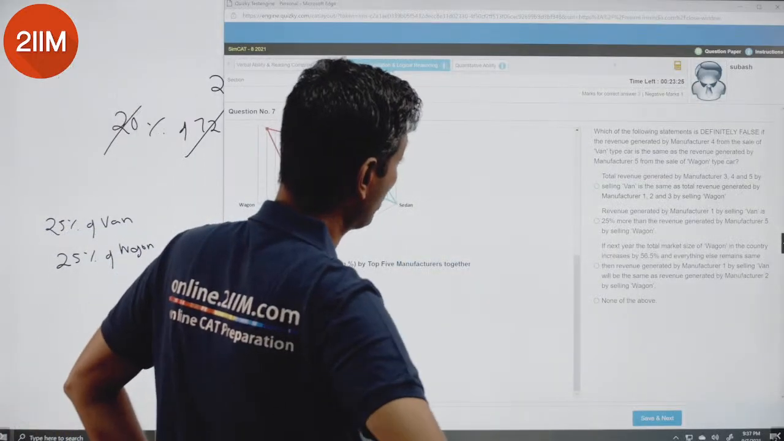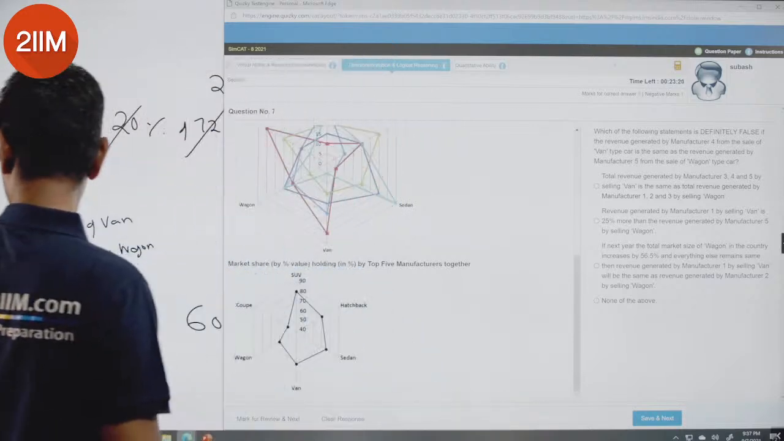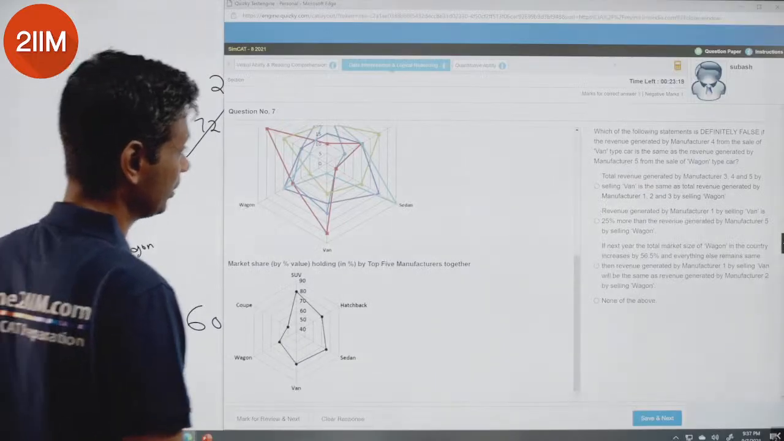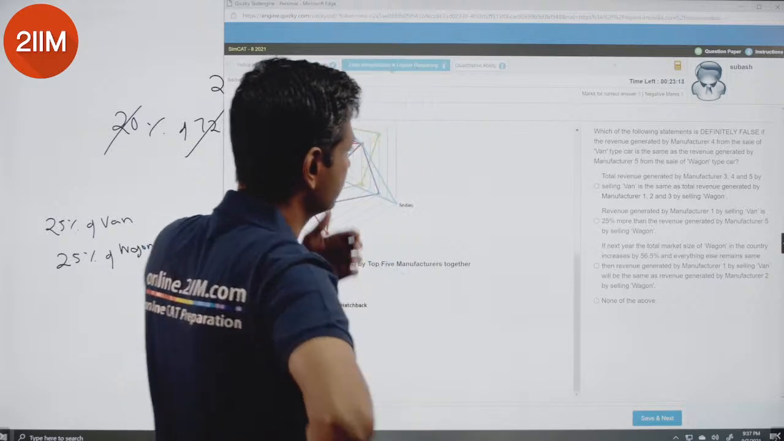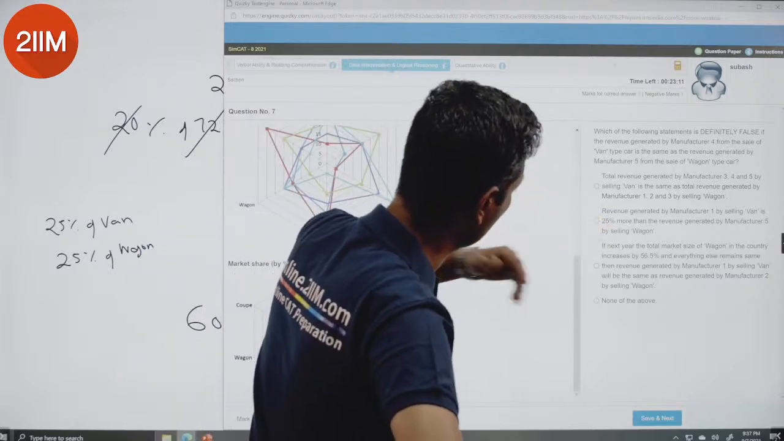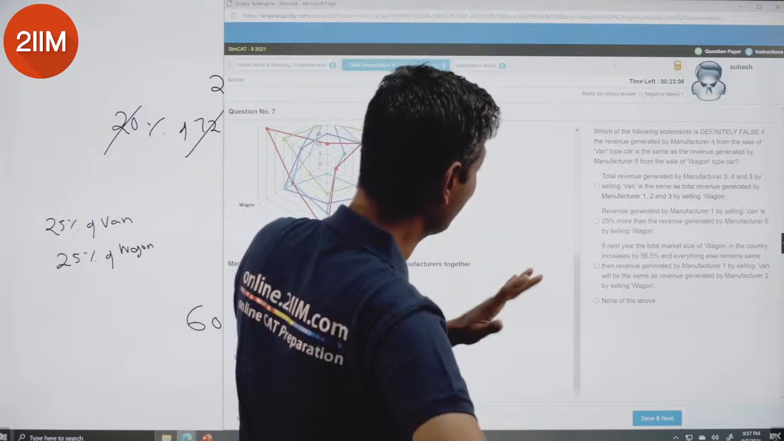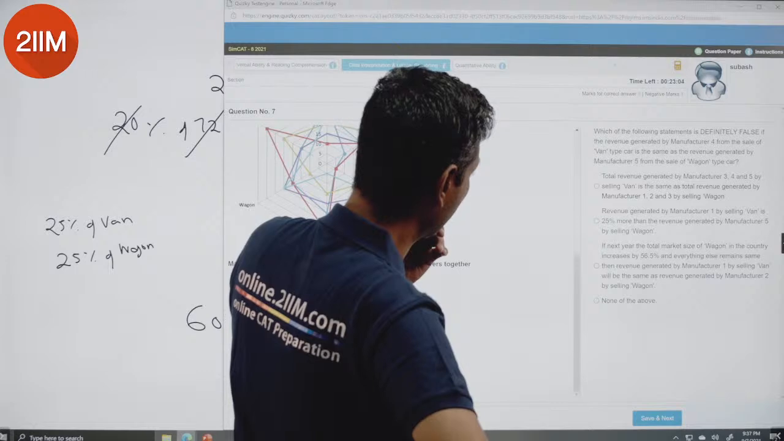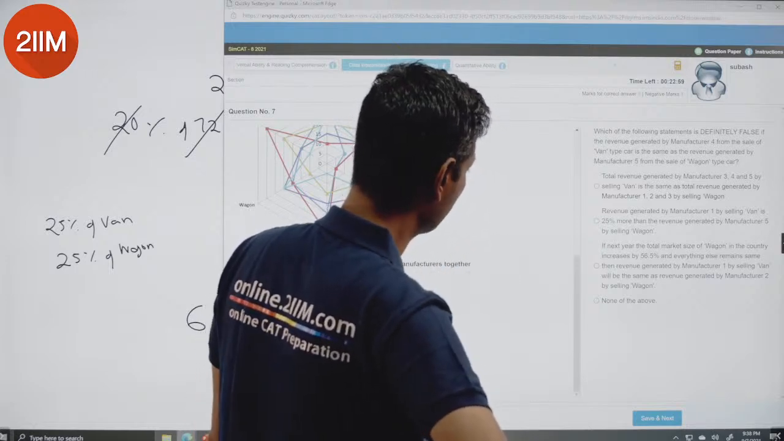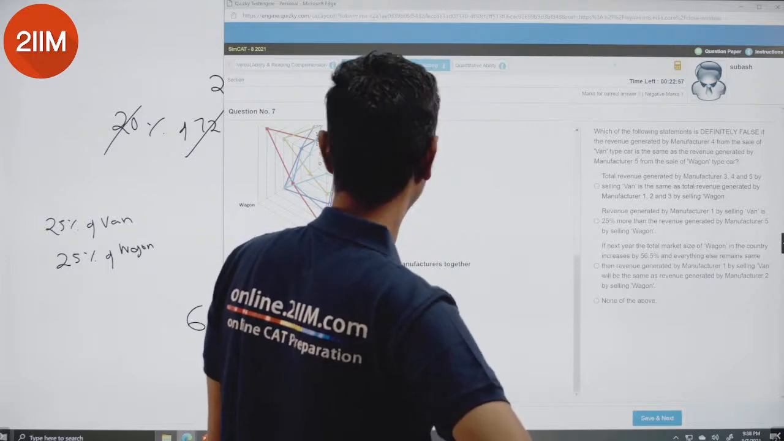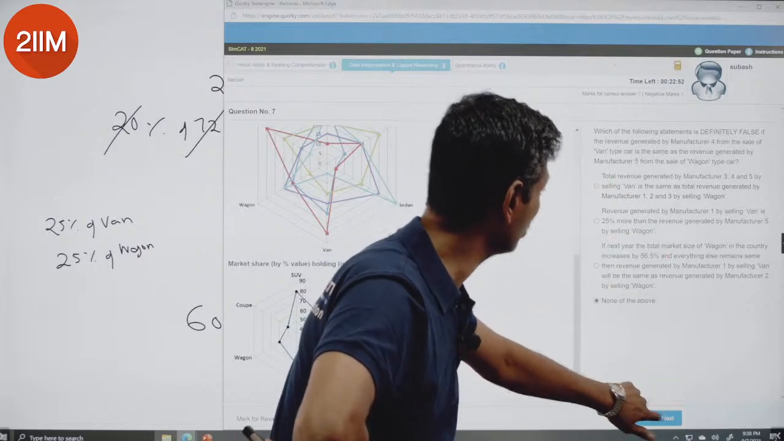Revenue generated by manufacturer 1 by selling van is 25% more than the revenue generated by manufacturer 5 by selling wagon. No, I'm not getting that. Definitely false. I get this to be false and this to be false. If next year the total market size of wagon in the country increases by 56.5% and everything else remains the same, revenue generated by manufacturer 1 by selling van will be same as revenue generated by manufacturer 2 by selling wagon. None of the above. I think all are false. I don't know, something is wrong, so I'm going to go to the next one, but I'm still taking the chance.